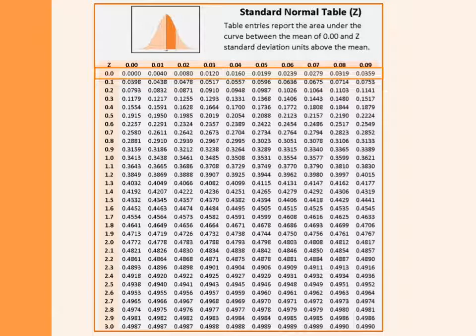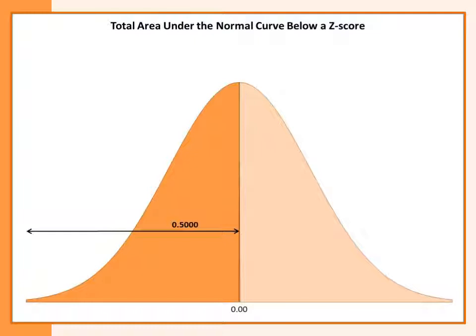So we'll highlight 0.0 in the very first row and add 0.01 to that. So we highlight then the first column as well, and we notice there that 0.0000 area under the curve falls between the mean of 0 and a z-score of 0, which of course we would expect, given that 0 is the mean. So all we need to do then is to ask the question, how much area under the curve falls below a z-score of 0, or the mean of 0?